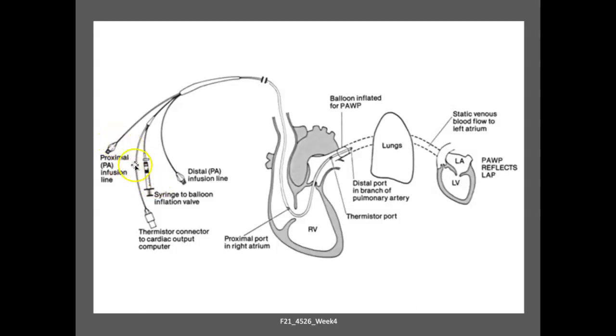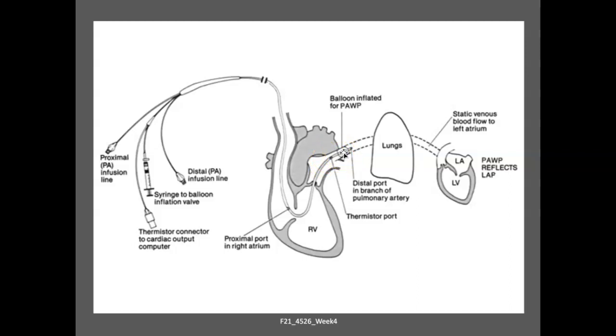So again, you've got the different ports. It's threaded through the superior vena cava, the right atrium. So the proximal port right here is a little camera that measures what's happening in the right atrium. So it's measuring all the blood that's coming back into the right atrium. So if you're dehydrated or have a low blood volume, it's going to pick up on that. Then it's threaded through this valve and then this valve into where it sits here in the pulmonary artery. And it just sits there.